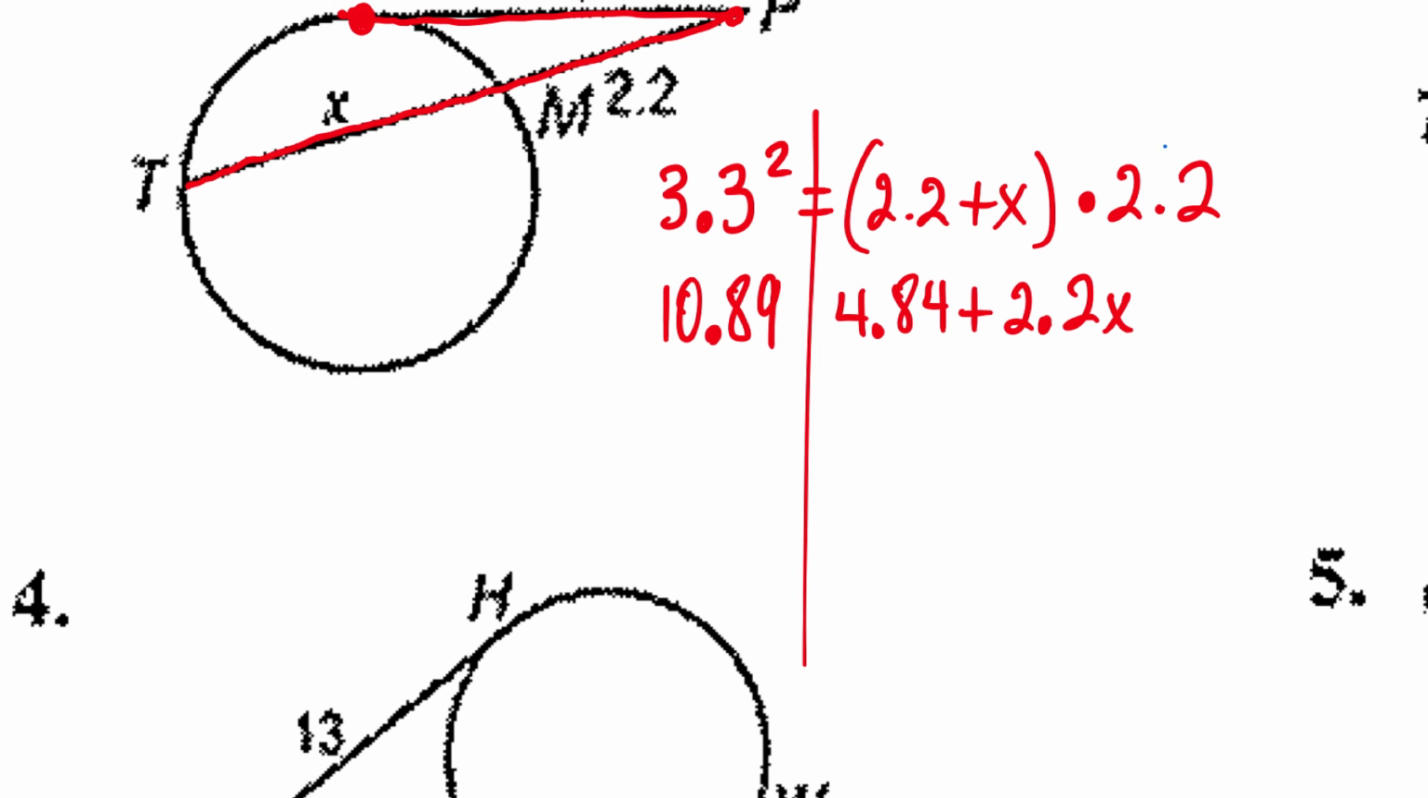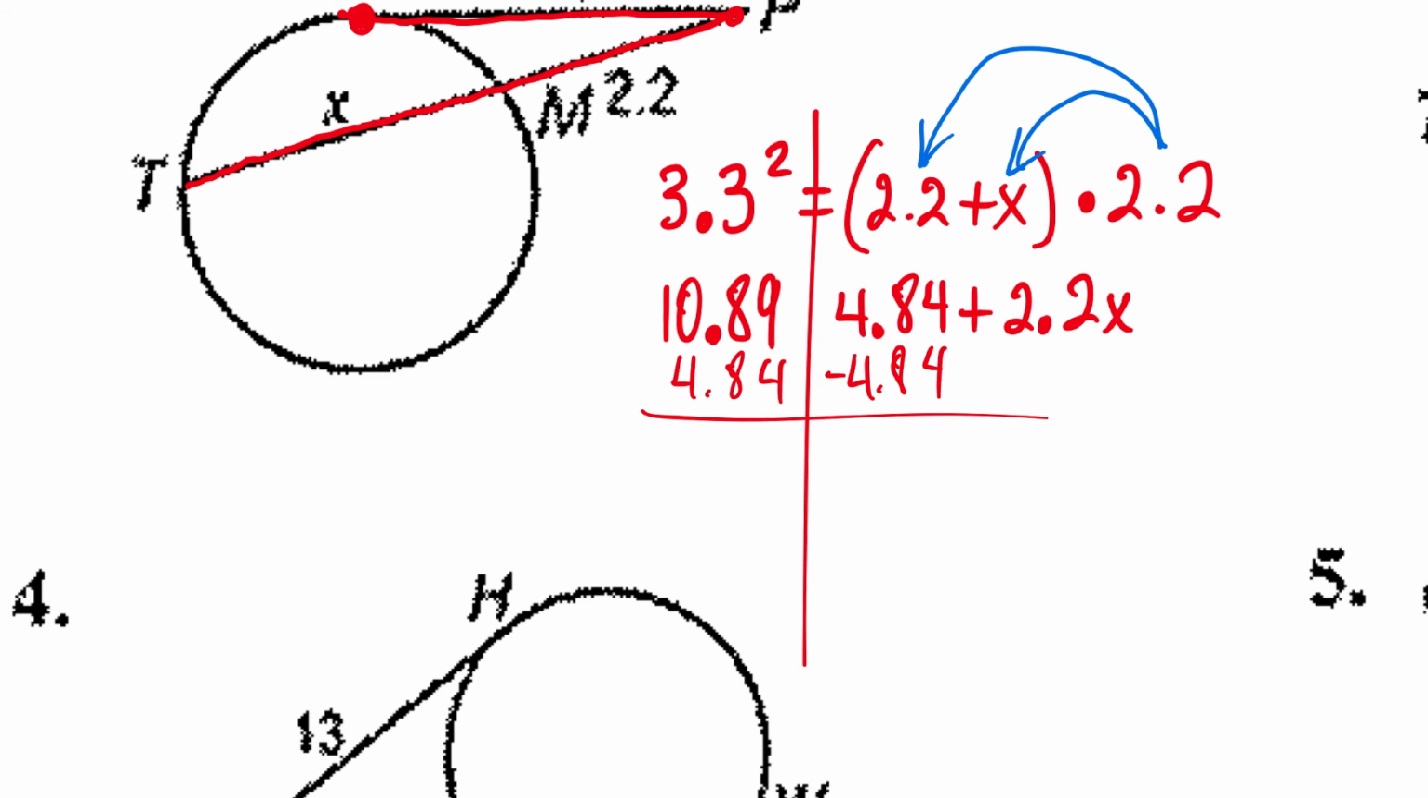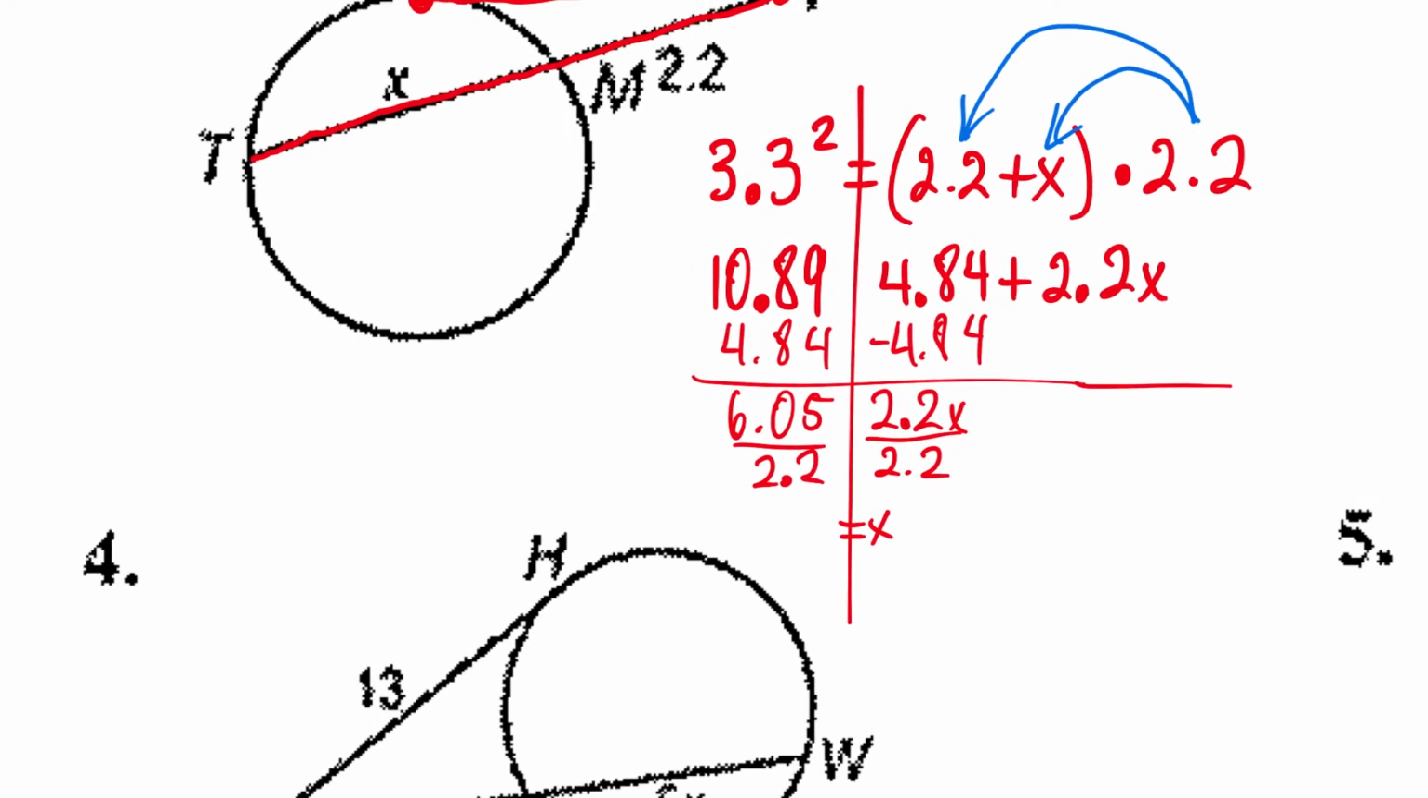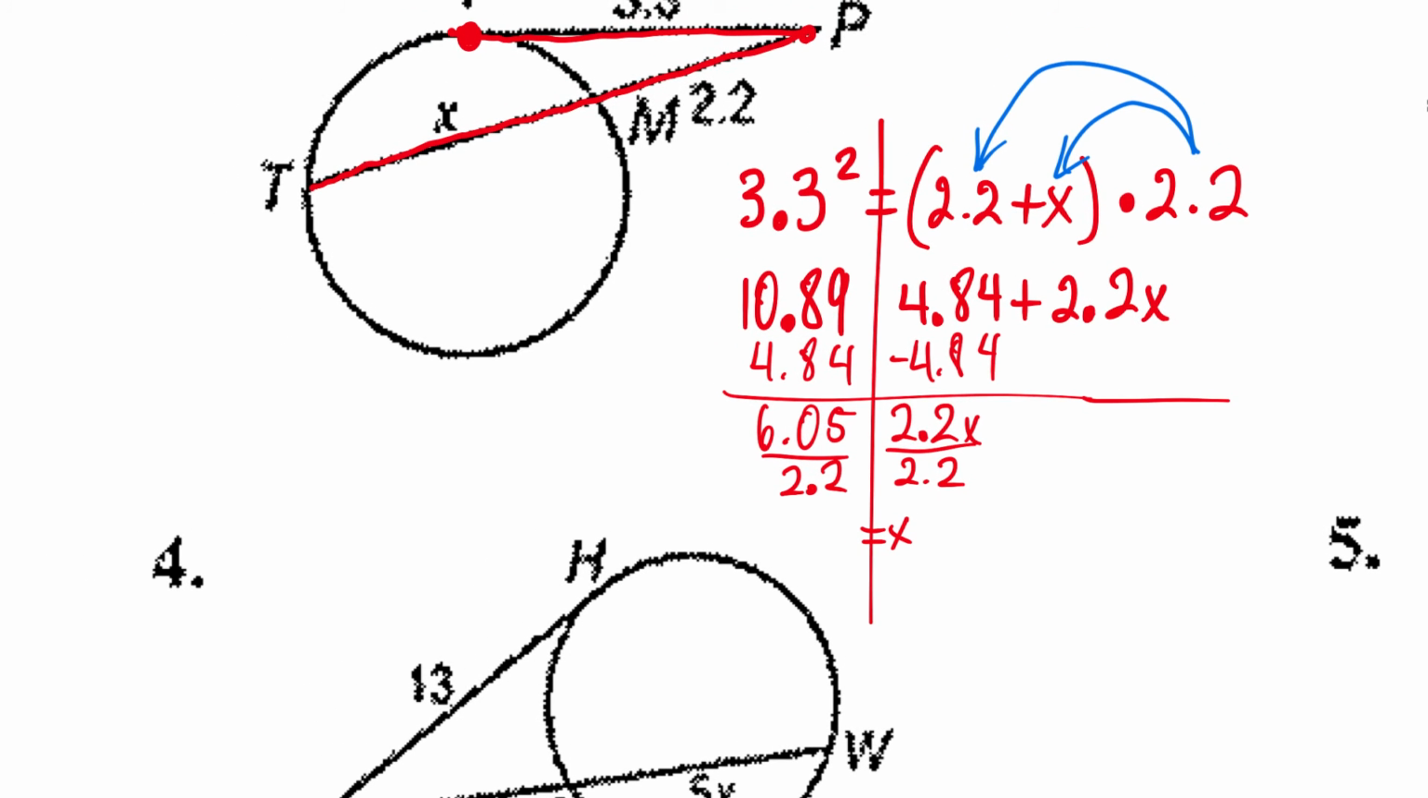All we're doing there is just distributing, simple algebra. So subtract 4.84. That gives you 6.05 equals 2.2x, divided by 2.2. x equals 2.75.